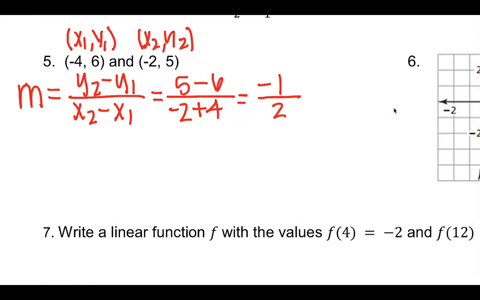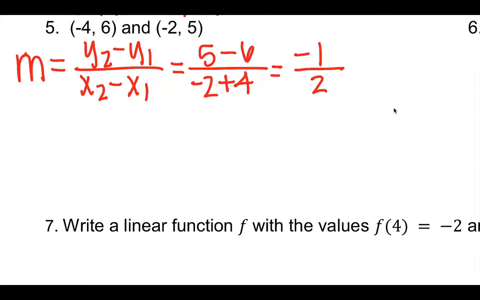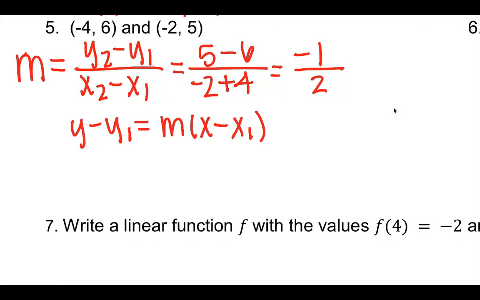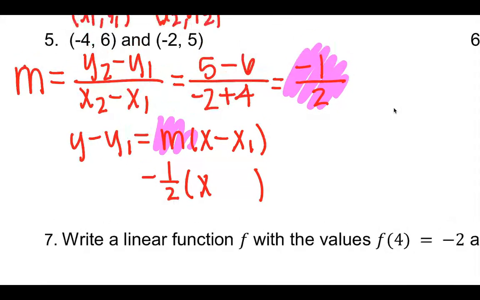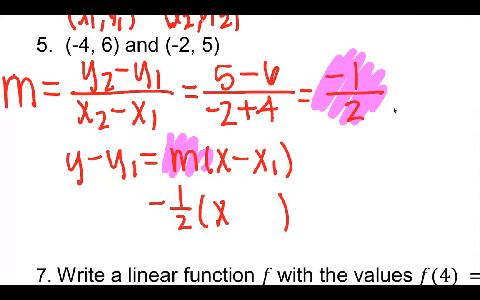Well, now I've got my slope, and I've got a point, so I can find the equation by plugging it into my point-slope form. y minus y1 equals m times x minus x1. Then we're going to start plugging it in. My slope was -1/2, so I'm plugging that in for m. Then I need to look for my y1. I'm going to use this first point here. It does not matter which point you use. I'm just going to use the first one because it's right there. It's a +6.